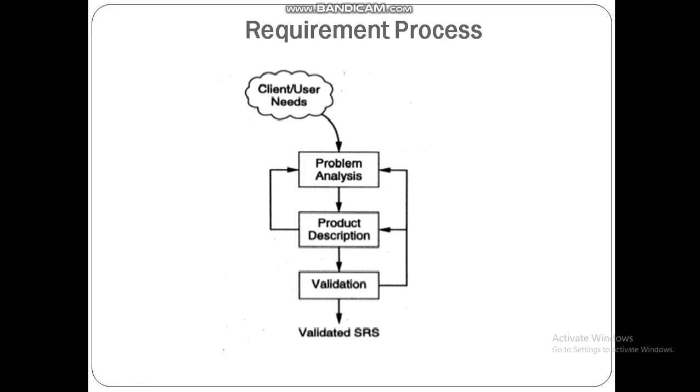The requirement process starts with the user problem. Which requirements satisfy the user problem? The requirement process starts with the client or user needs. Next one is problem analysis. Problem analysis means to analyze and understand the system with the help of stakeholders. After understanding the client requirements, the developer specifies the requirements.